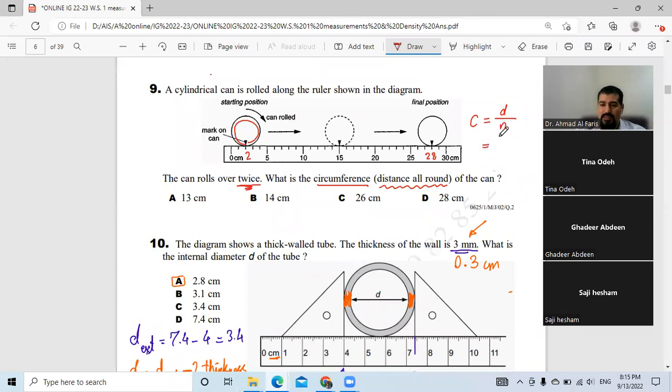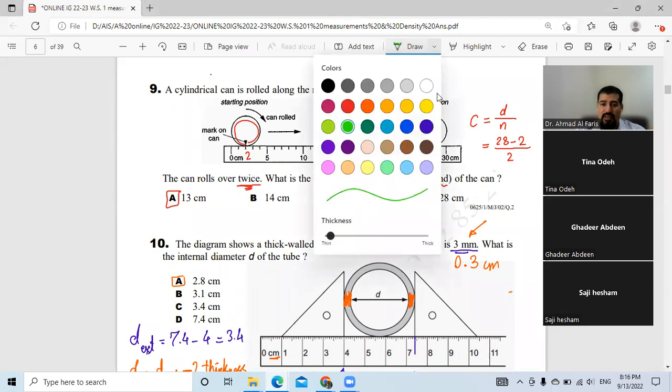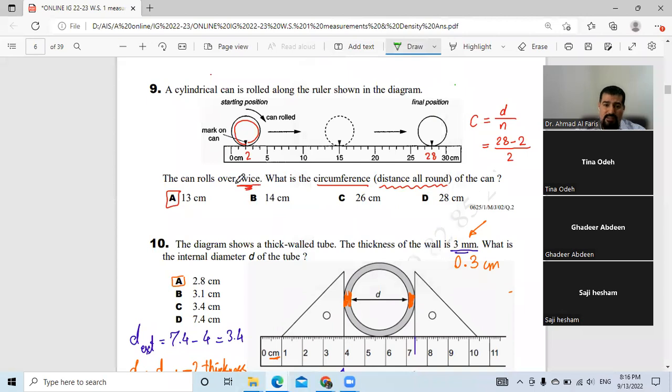The distance covered is 28 minus 2, which is 26. Divide by the number of times that it rolls, twice. So the answer is A, 13 centimeters. Because it rolls once here, and twice here. They said that it rolls twice. You have to be careful with each word that they tell us. They mention it rolls twice. This is the first round from here to here, and this is the second one. So that's why the answer is not 26.